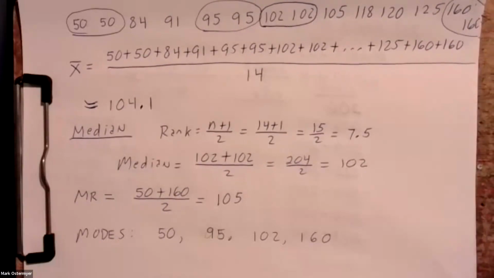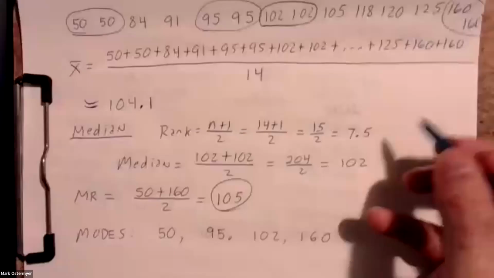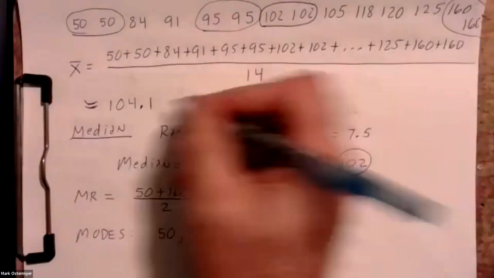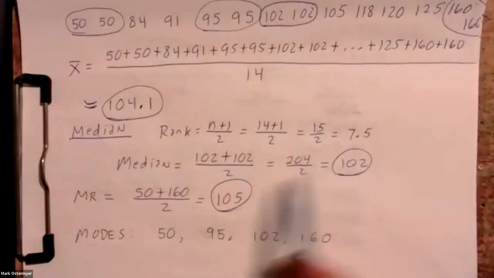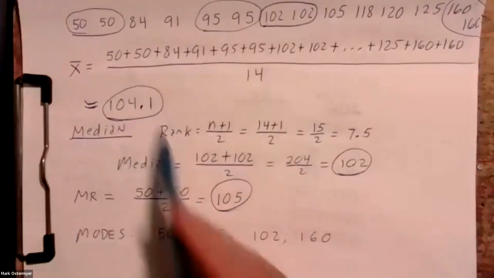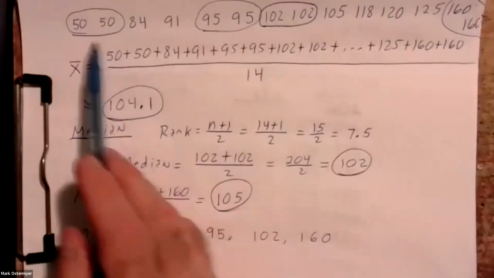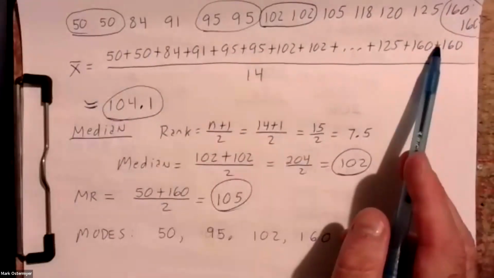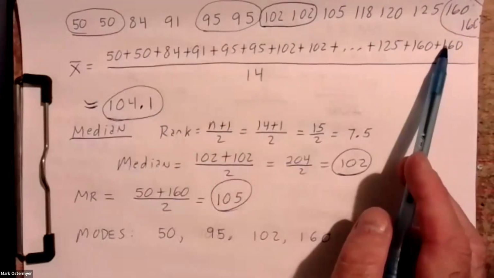Pretty close to each other? Yeah, that means no outliers, right? 105, 102, 104.1. Yeah, they're all pretty close to each other. And we would expect that to be the case because our data set does not have any outliers in it. It does not appear that this data set has any outliers in it.